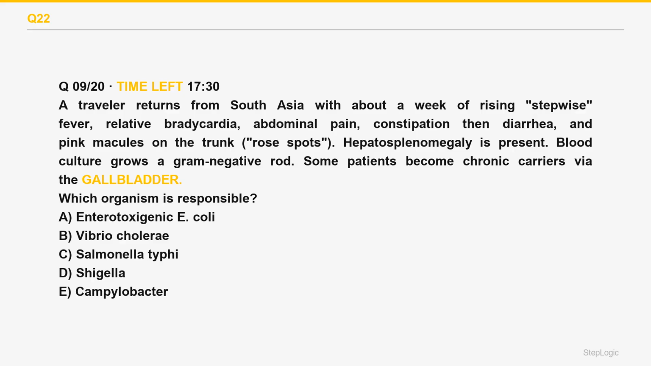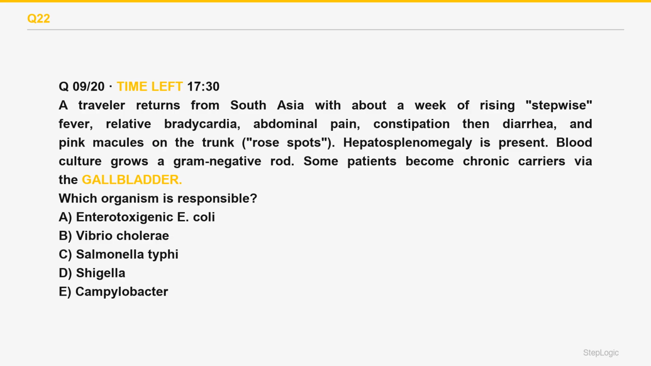Which organism is responsible? A traveler returns from South Asia with about a week of rising stepwise fever, relative bradycardia, abdominal pain, constipation, then diarrhea, and pink macules on the trunk, rose spots. Hepatosplenomegaly is present. Blood culture grows a gram-negative rod. Some patients become chronic carriers via the gallbladder.